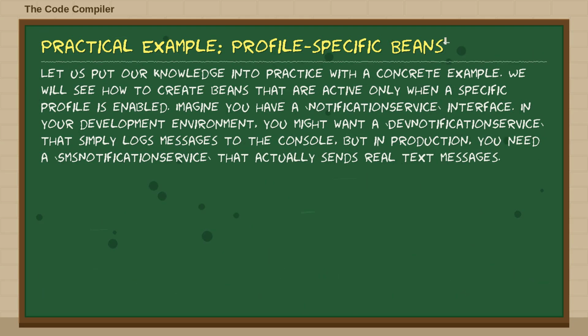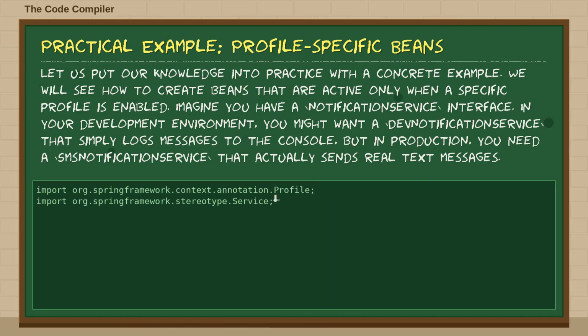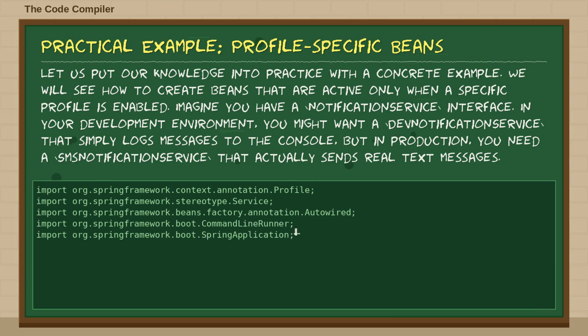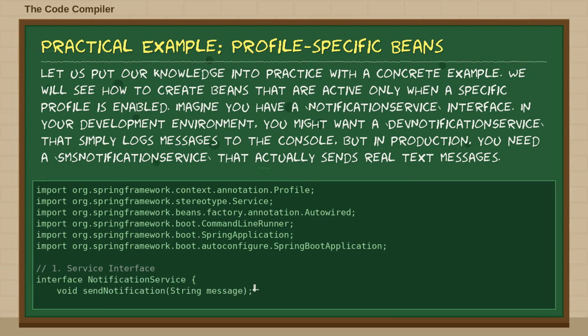You can annotate your service implementation classes with @Profile("dev") or @Profile("production"). When the dev profile is active, only the dev notification service bean will be created and injected. When the production profile is active, the SMS notification service will be used instead. This is incredibly powerful for injecting different dependencies based on the active environment, making your application truly dynamic and environment-aware. It is a clean and modular way to manage varying business logic.